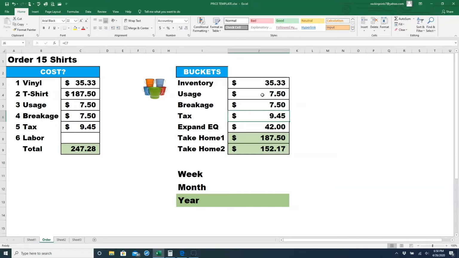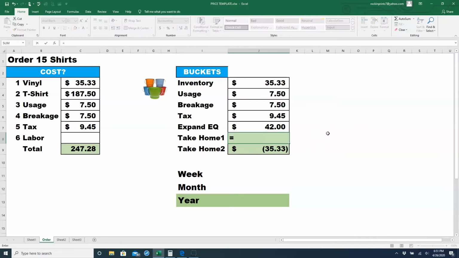And tax is going to be $9.45. And expanding equipment, what I mean by that is you want to continue to be innovative and stay abreast of the current technology that is out there, and you want to save for new equipment as your old equipment is depreciating. And once it's time for your equipment to say bye-bye, then you have the money in your funds bucket to be able to purchase something new.